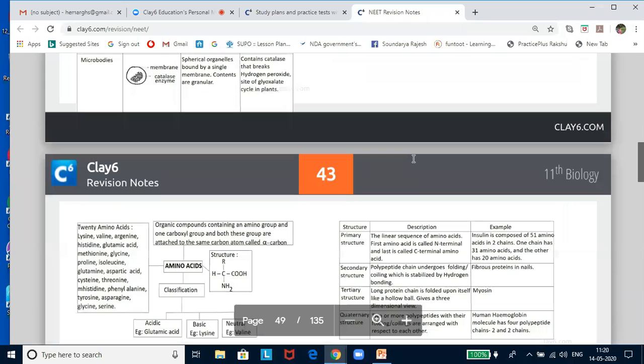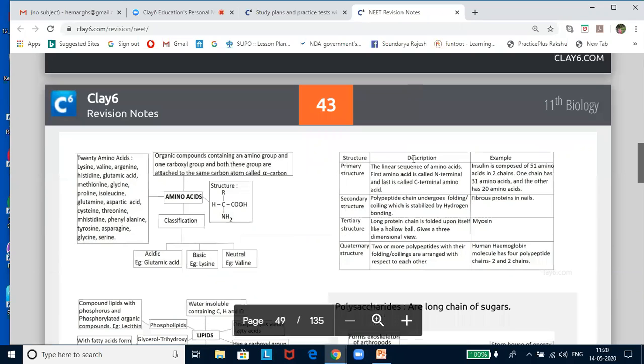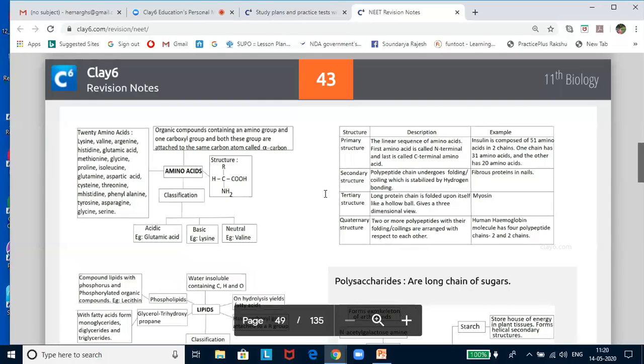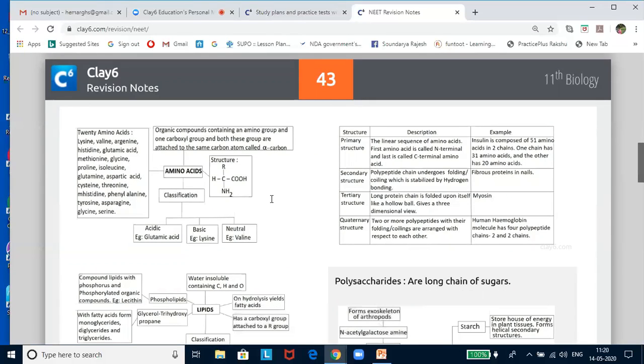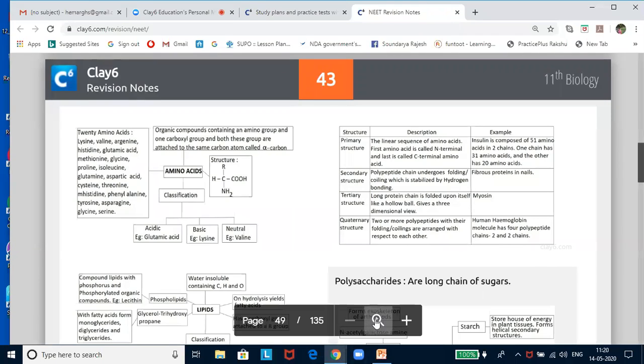Now let us have a look at these biomicromolecules. The first one is the amino acid. Organic compounds containing an amino group and an acidic group as substituent on the same carbon, that is alpha carbon. Hence they are called alpha amino acids. This is the structure of the amino acid.